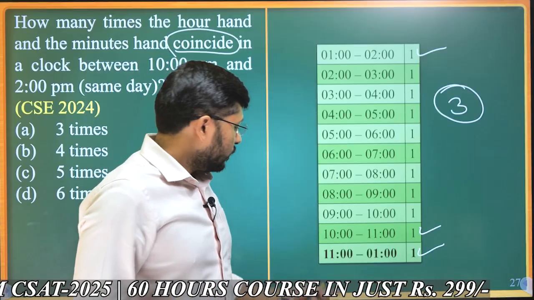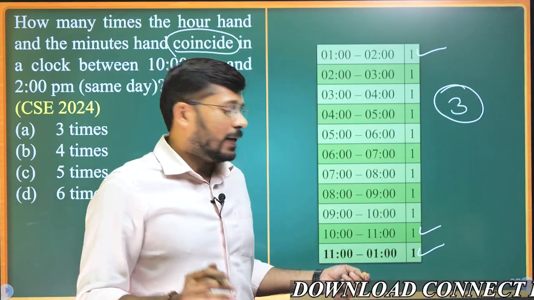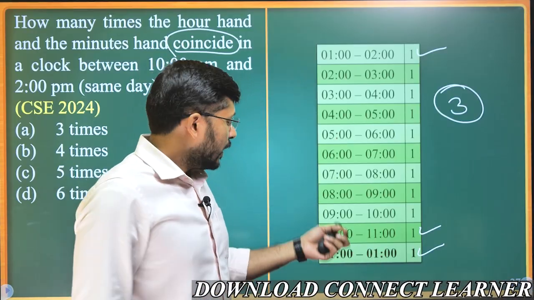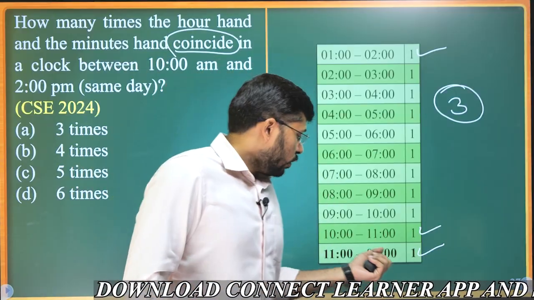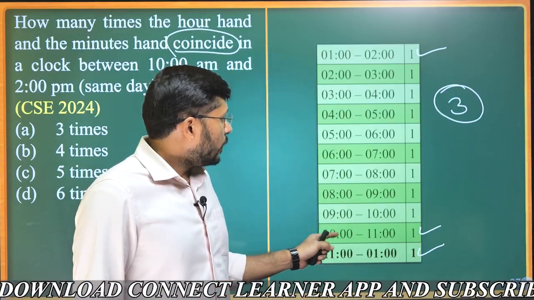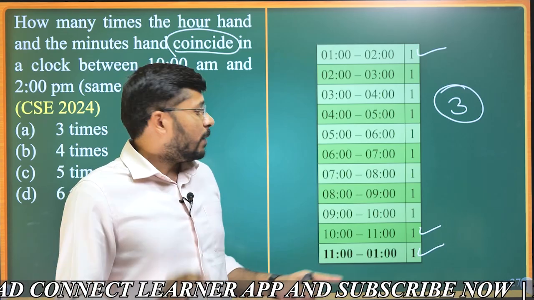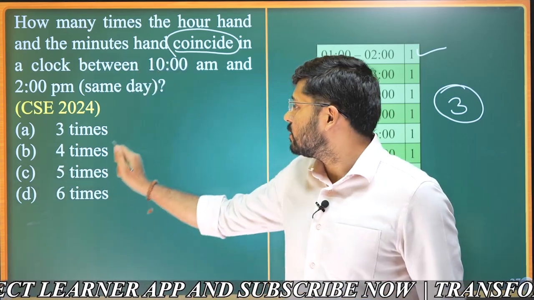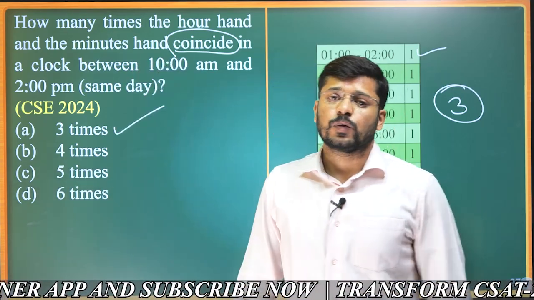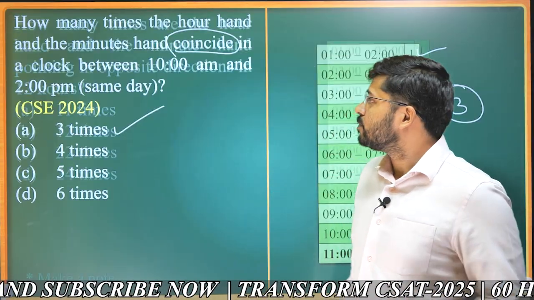Whenever they ask you the question, they will involve this exception. They will not ask the question without the exception rule. Whenever such a question comes, they will involve this exception rule. So from 10 to 2, they will coincide not 4 times, but 3 times. So the answer is 3 times. Okay. Now we'll go to the next question.